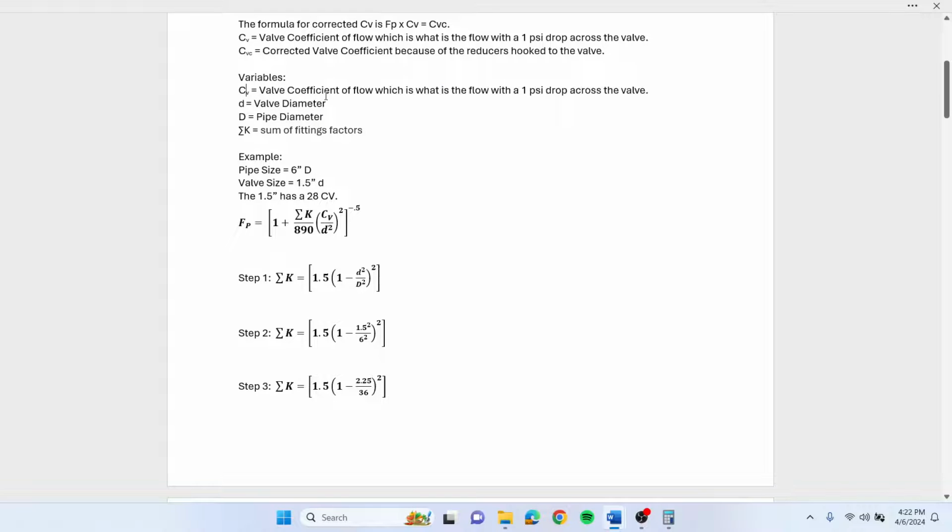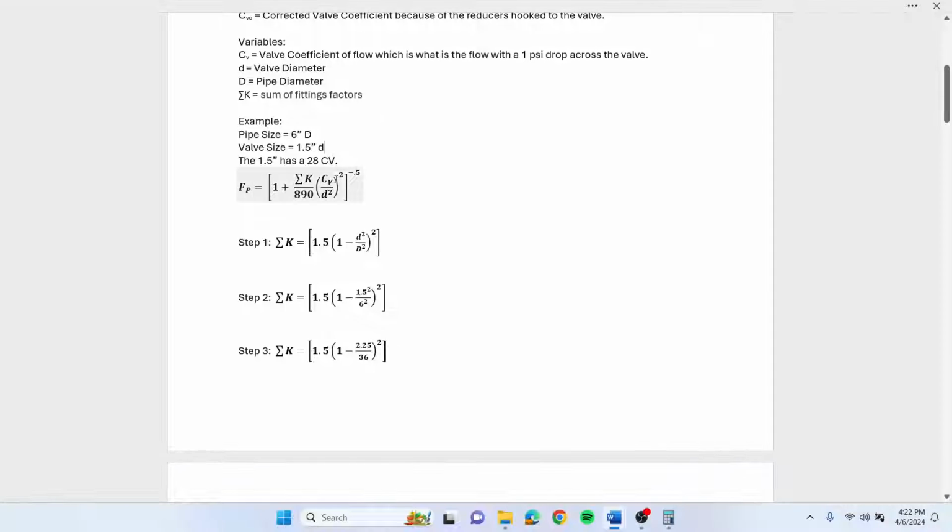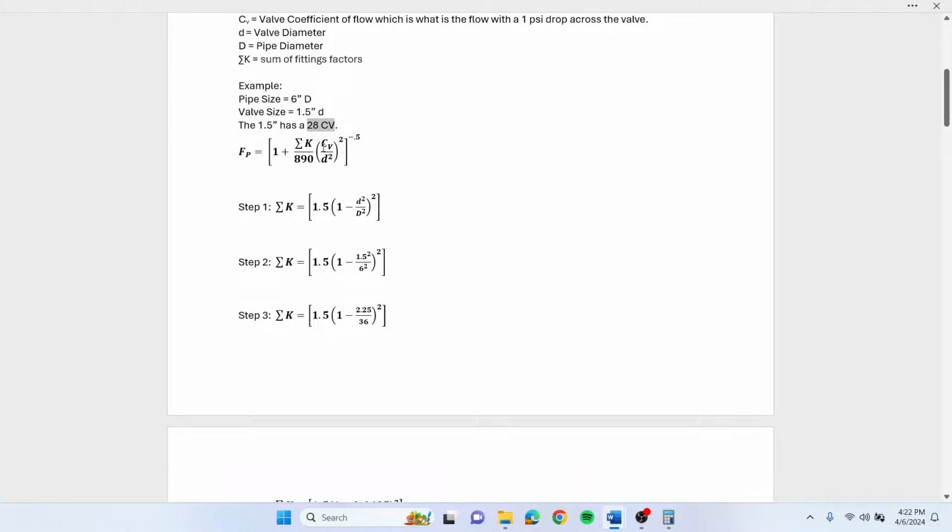Cv is your valve coefficient, so how much flow can I get across that valve with a 1 psi drop. So in this example, we're going to use 6-inch pipe diameter, which is the uppercase D. We use a 1.5-inch valve, so that's the lowercase d, and that valve is going to have a Cv rating of 28. So we see this formula. You can start plugging the information in, but you got to figure out what this summation of K is. So now you have to use this formula to figure that out.